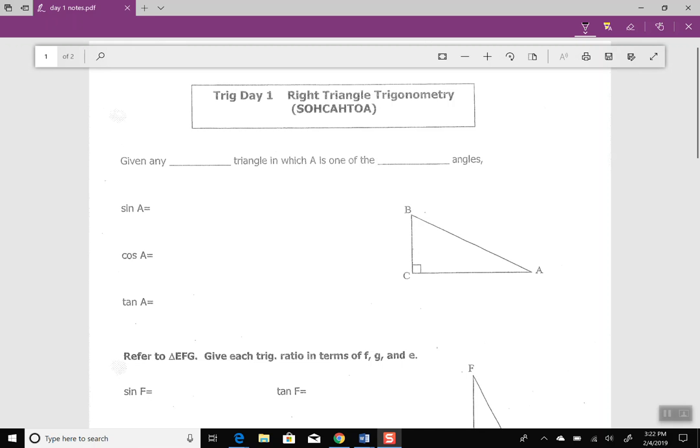So we're going to be looking at trigonometry today, the start of it. If you look at the root of the word, tri is for triangle and metry is measure. So we're studying triangles, and specifically we're going to be looking at right triangles today, triangles that have a 90-degree angle in them.